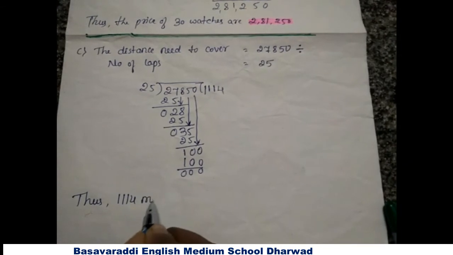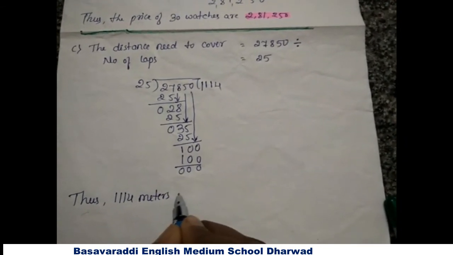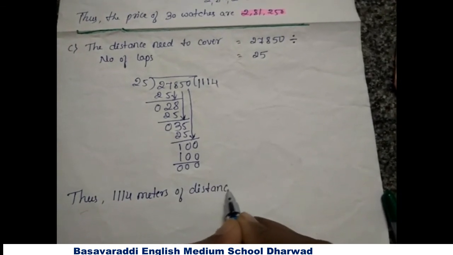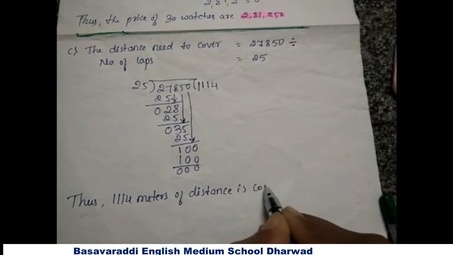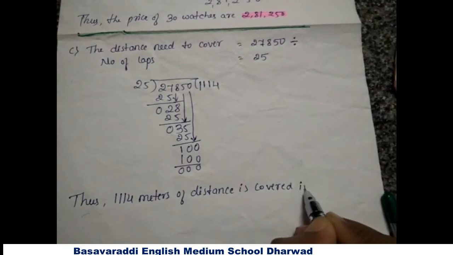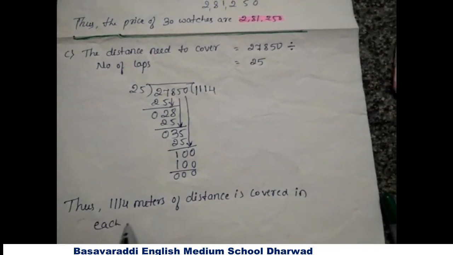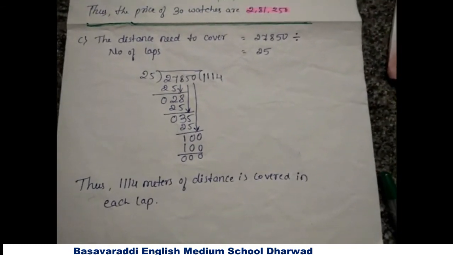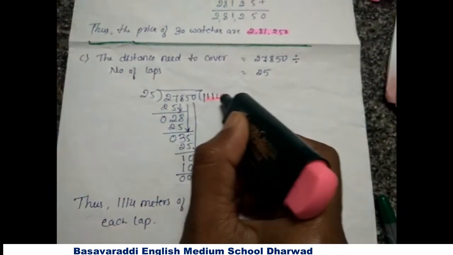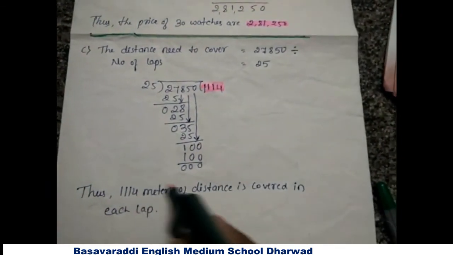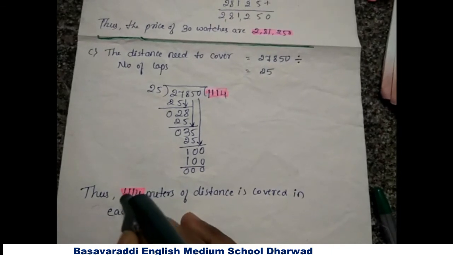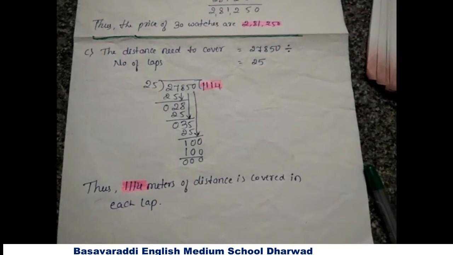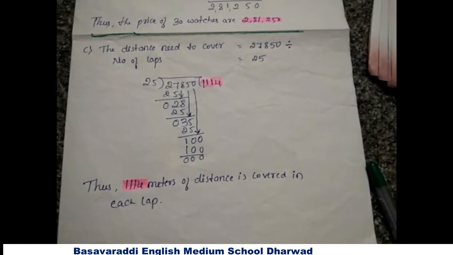Thus, 1,114 meters of distance is covered in each lap. Okay, yes, this is the answer. Next, we will move to the fourth question. That is the last question in this revision part.